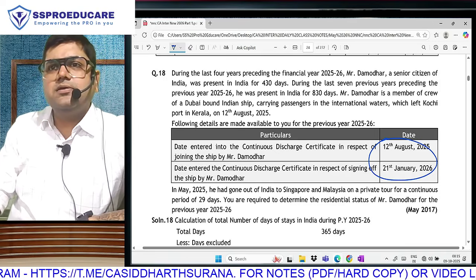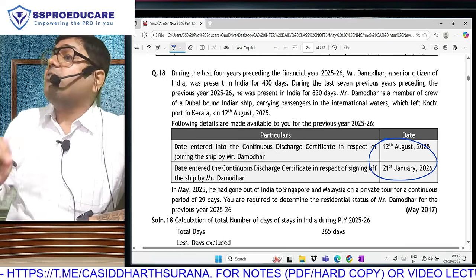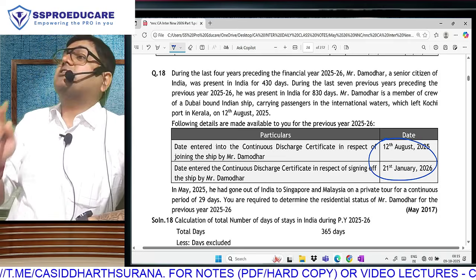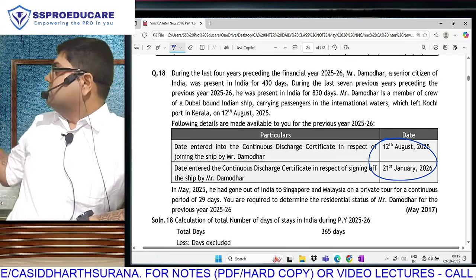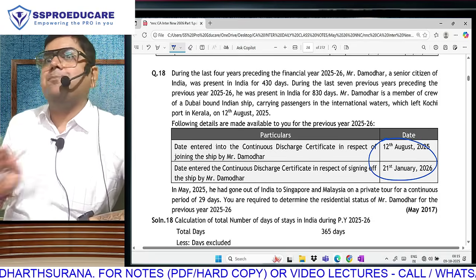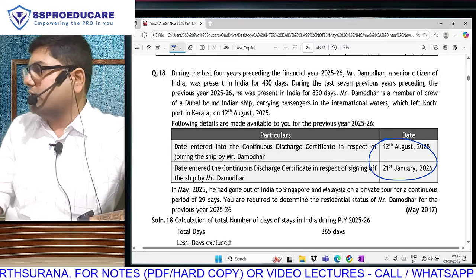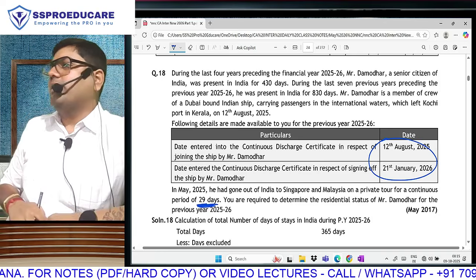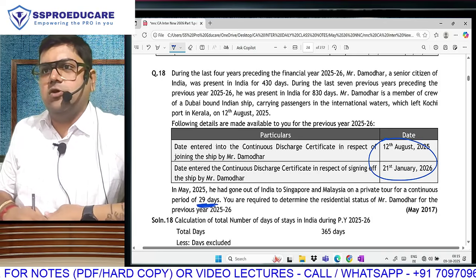Even if the ship has come before time, this period will be excluded from stay in India. Yaad aaya CDC period? Matlab, when we are counting his number of days during the year, we have to exclude 2 periods. One, the CDC period from 12th August to 21st January. Even if you have come back, we don't have to include it. And second, he had gone out for 29 days. So if he has gone out, that period will also be excluded.